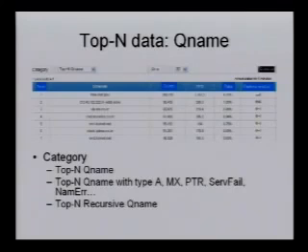This slide shows the query name submenu of tab and data. The category tab and query name is a ranking of query names. Tab and query name with type A is a ranking of query names with query type A only.